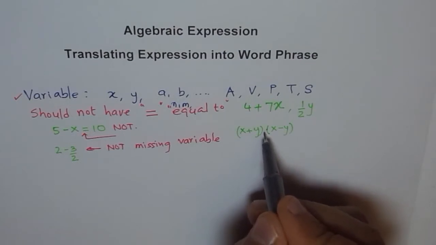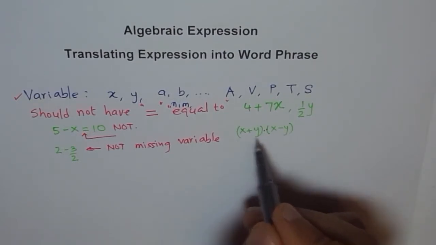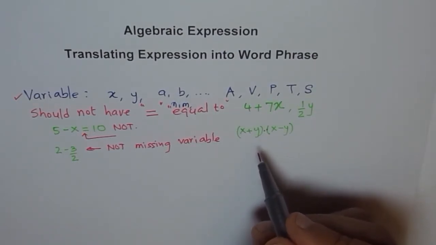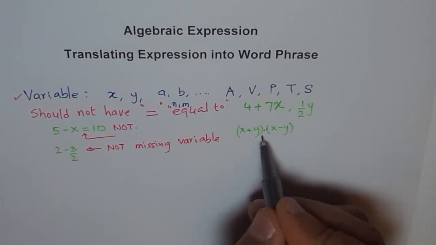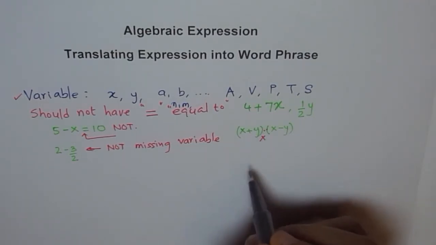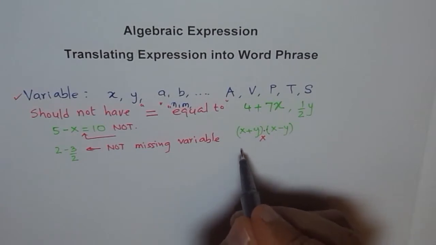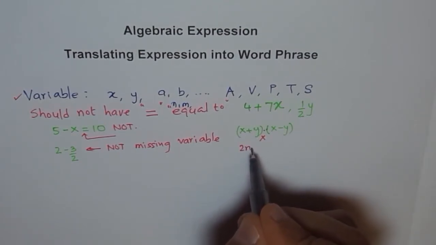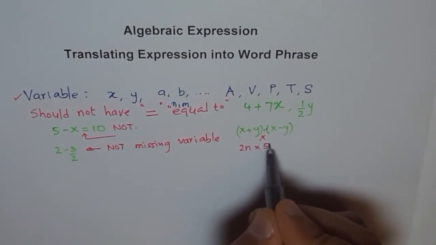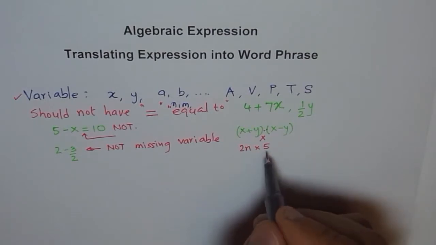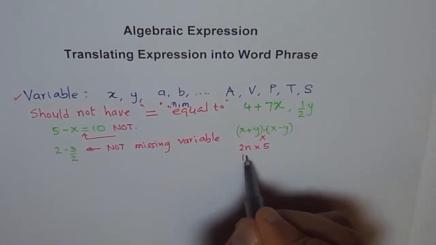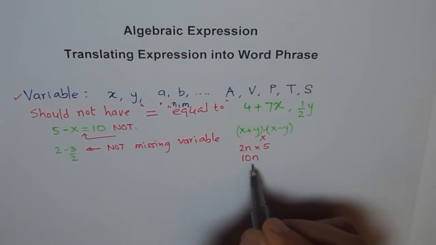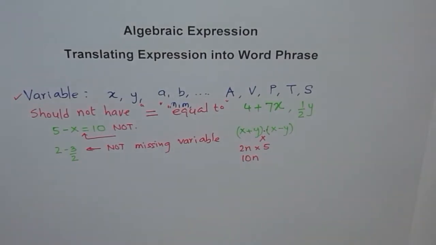We could have written this with a dot also. In that case also it means times. And we could have used a multiplication sign also. It also means times. So if I write 2n times 5, this is perfectly fine. Or we can write this as 10n. This is same as that. If there is no symbol in between, it is understood to be a multiplication sign. So this is kind of a review on algebraic expressions.